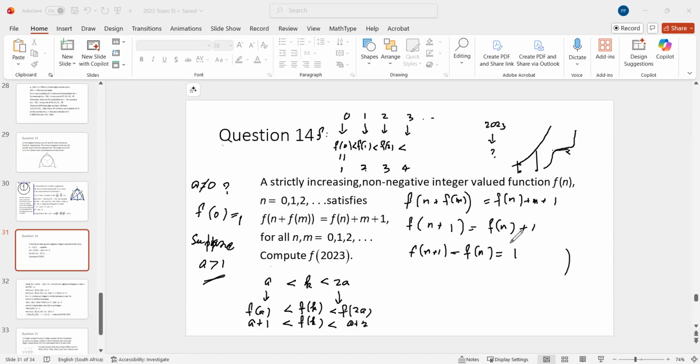So if you go on like that, you got an arithmetic sequence whose first term is 1, common difference is 1, and you can go to f of 2023. You can see that 1 goes to 2, 2 goes to 3, 3 goes to 4. So this will be 2024. So that's the answer to this question.